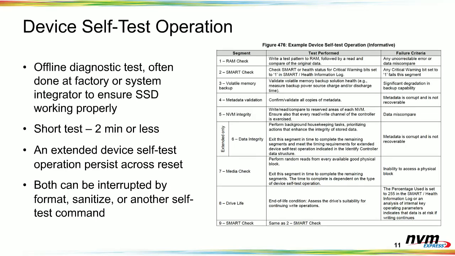But now the more I think about it, I think this is a very good feature, after I've spent some time learning how it really works and some of the use cases. Some tests are better to do offline, where you're saying you can't run any other commands while you're doing this test, so it's an offline diagnostic test. The short test is just 2 minutes. This is what's in the specification. A sample test of what you may run would be the RAM, smart check, volatile memory backup, NVM integrity, data integrity, metadata, stuff like that. You can run a long test too. The short test is supposed to be 2 minutes or less.